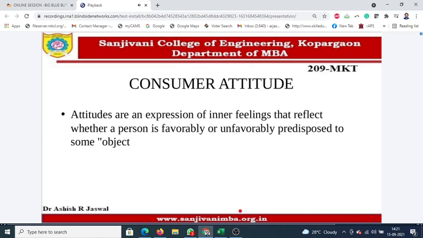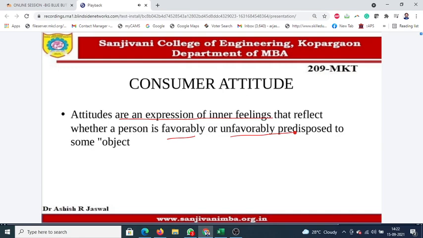Attitude म्हणजेच expression. कसले expression? They are expression of inner feeling. And the inner feeling काय रिफ्लेक्ट करतात? Whether a person is favorably or unfavorably predisposed to a product or service offering. म्हणजेच काय? What I'm trying to put across is it is an inner feeling that will reflect whether a person is favorably or unfavorably predisposed to an object.